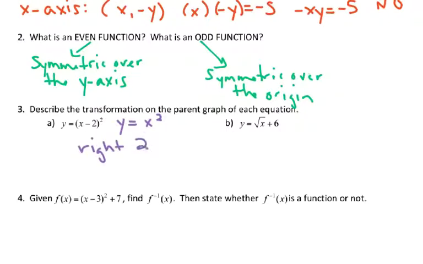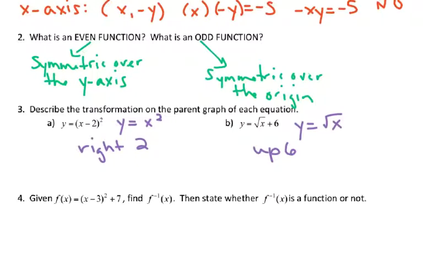Now, it's great if you can look at that equation and you're like, oh, I know that's to the right 2. But if you're not sure how the new graph moves, if you at least know what the parent function is, graph the parent function and graph the new function, and you'll be able to see on the calculator which direction and how much it went. In part B, the parent function is going to be the square root of x. So the square root of x plus 6 is going to be up 6.